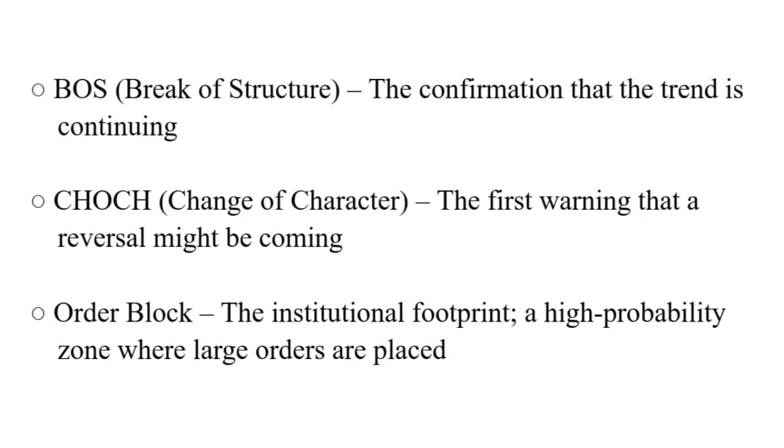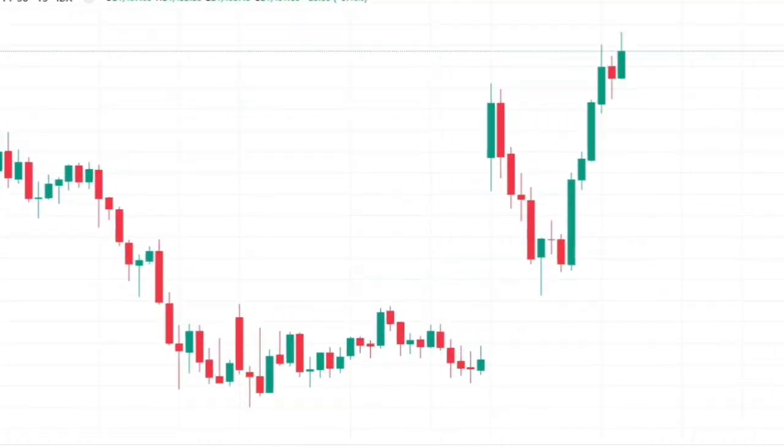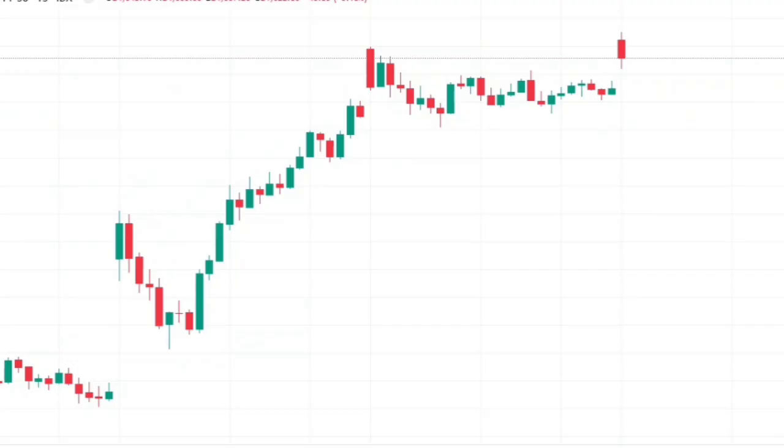Let's quickly recap what we covered today. BOS, break of structure. The confirmation that the trend is continuing. CHOCH, change of character. The first warning that a reversal might be coming. Order block, the institutional footprint, a high probability zone where large orders are placed. These three concepts are the absolute foundation of SMC. Master them, and you'll start reading the market's institutional language.